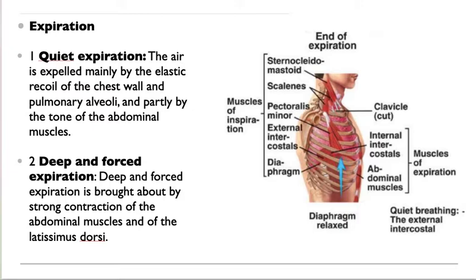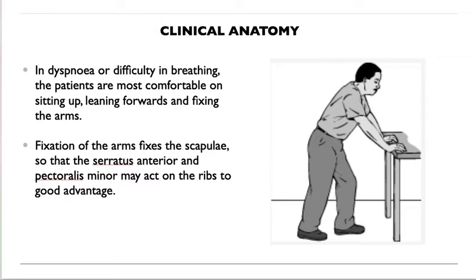Now, expiration: quiet expiration is done by the elastic recoil of the chest wall and the pulmonary alveoli, and partly by the tone of the abdominal muscles. The deep and forced expiration is brought about by strong contraction of the abdominal muscles and that of the latissimus dorsi.